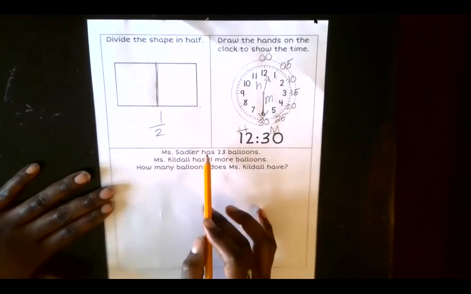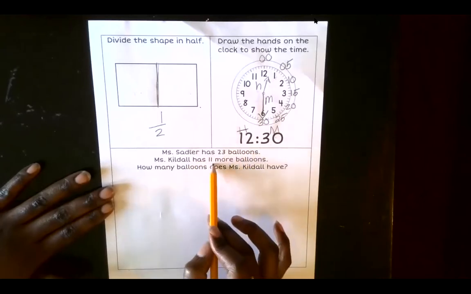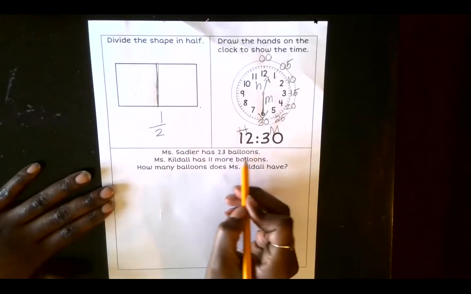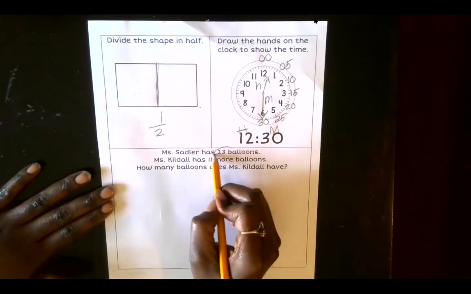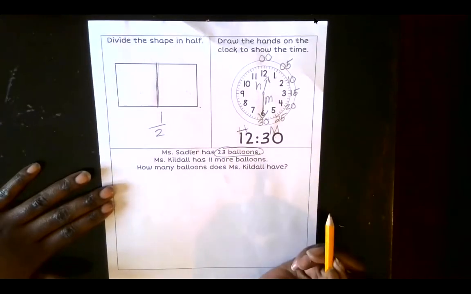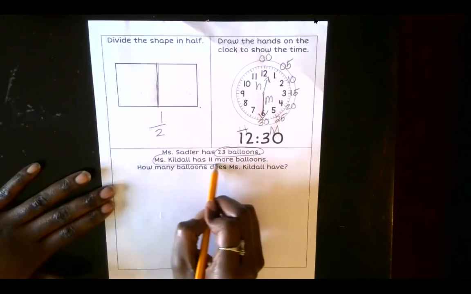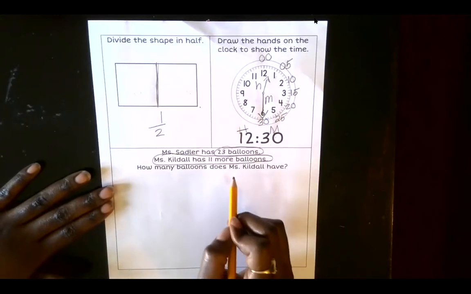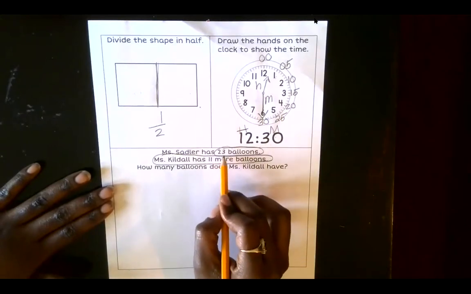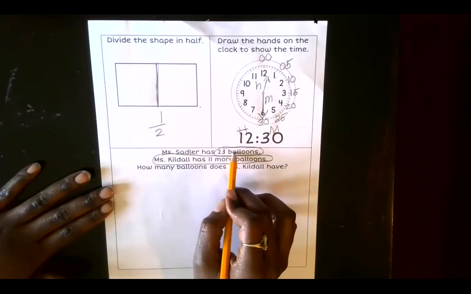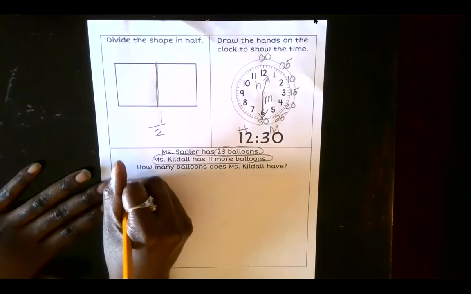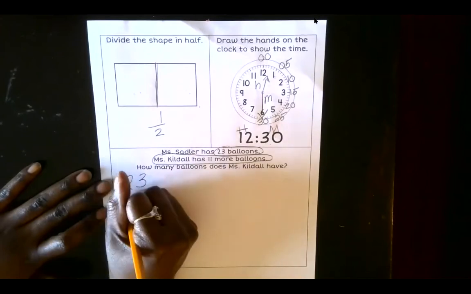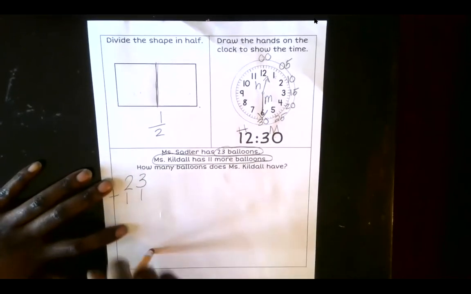Here, a story problem. Miss Sadler has 23 balloons. Miss Kildall has 11 more balloons. How many balloons does Miss Kildall have? So let's circle our important math information. Miss Sadler has 23 balloons. Miss Kildall has 11 more balloons. So we know that Miss Kildall's answer must be larger than 23 because she has 11 more than me. So my math problem would look like this. 23, that's my balloons, plus the 11 more that Miss Kildall has.